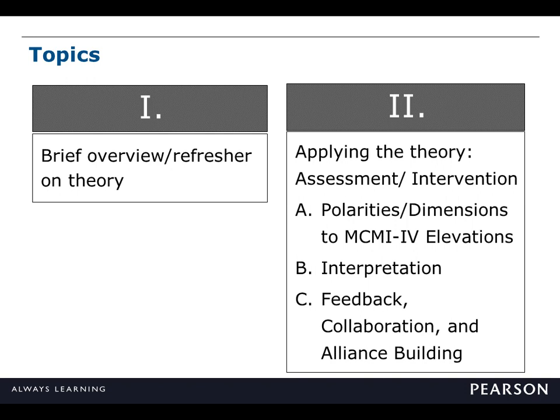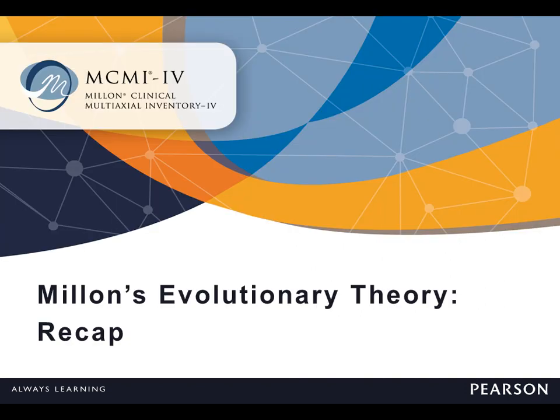So throughout that part 2, you'll see that we're going to work through a review of the polarities and dimensions and how they inform the various scales and the elevations that you may see on an MCMI-IV. We'll work a bit with interpretation, and we'll hopefully spend a good deal of time on how we can really build a clinical alliance through feedback, through collaborative efforts, and through a means of working with people that helps personalize the instrument as best as possible.